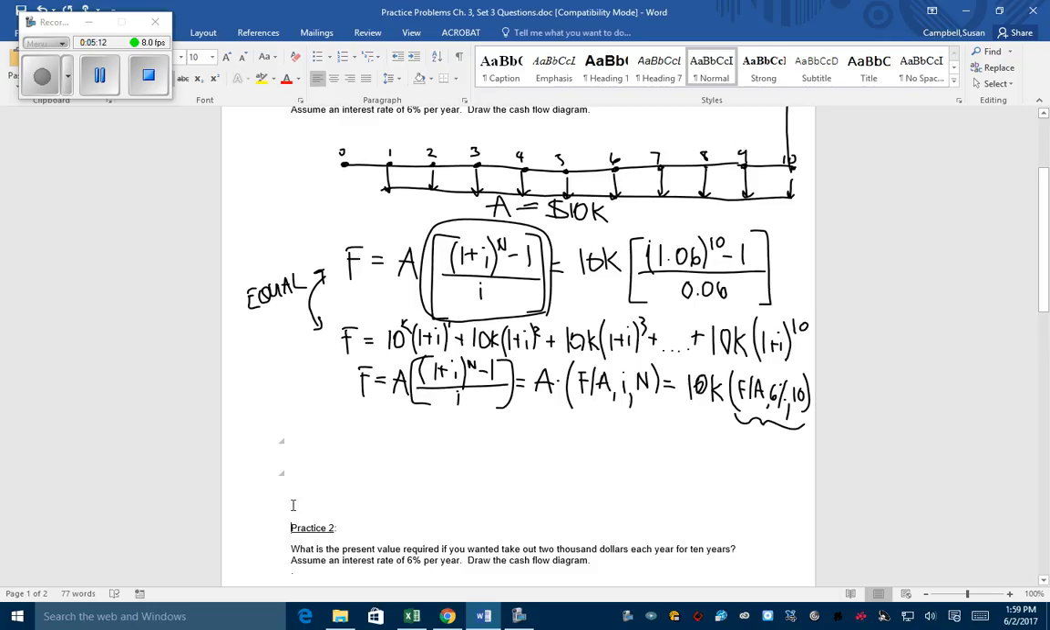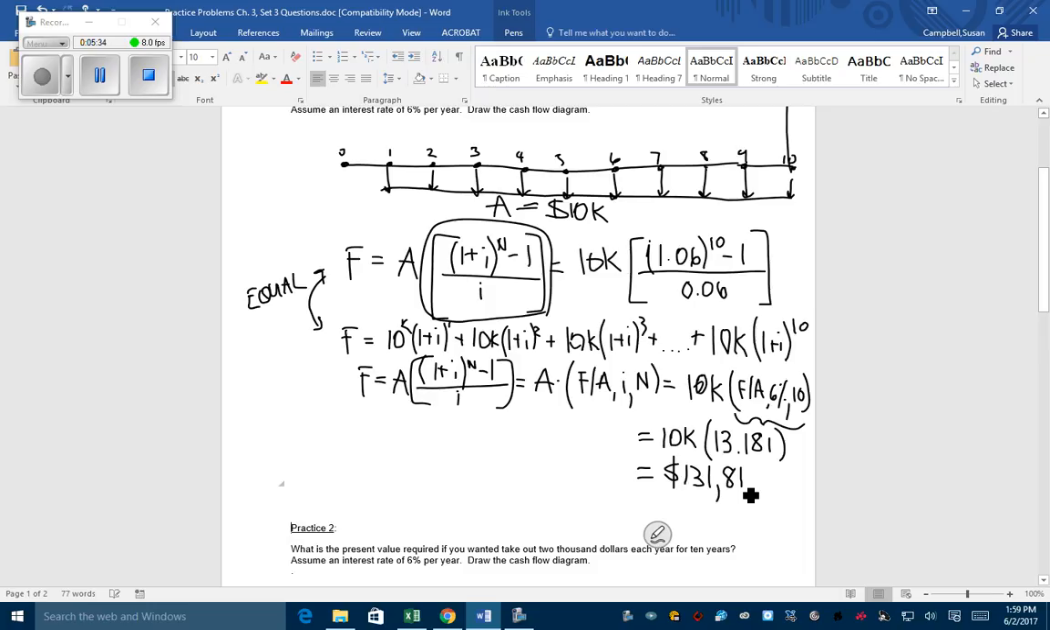So we're saying that this equation is equivalent to $10,000 multiplied by 13.181, which is the same as saying $131,810. That is the equivalent amount. So let's double check that we believe that this interest factor is equivalent to the equation. Let's continue to do the math on the other formula.